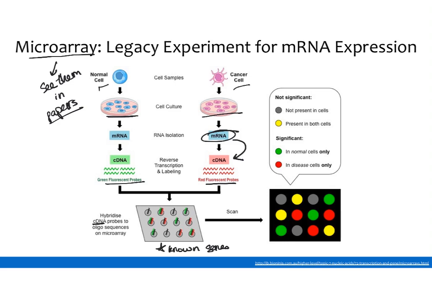When we do that, we're basically looking at the red versus the green. If we have more green, it means the normal cell expresses it more. And if we have more red, it means that the cancer cell expresses it more. So for example, this red one here means that the cancer cell is expressing this gene more, and this green one here means the normal cell is expressing it more. If we have yellow, it's present in both cells. And if we have gray, that means we see no color, so there was nothing attaching to that probe, so the gene is not expressed in either cell.